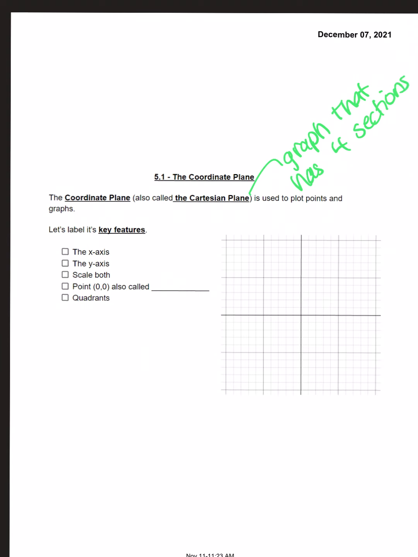On my graph, just like a regular graph that I would see, I'm going to have an x-axis that is my horizontal axis. That means that my axis is running from my left-hand side to my right-hand side. I'm going to have a y-axis that runs vertically or up and down. So I go from down all the way up.